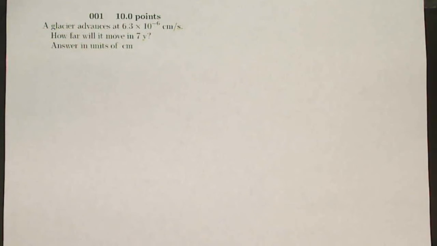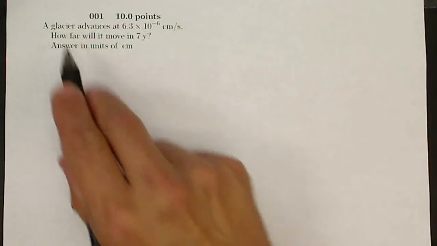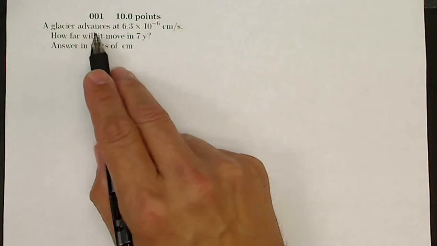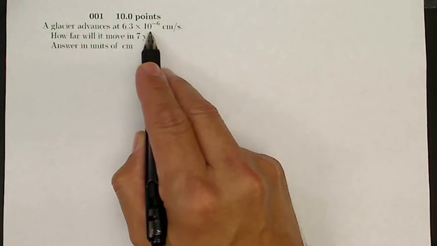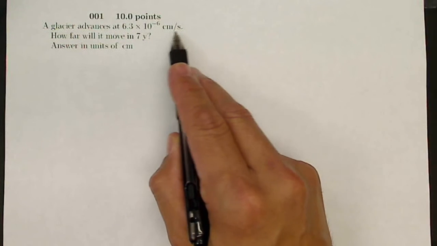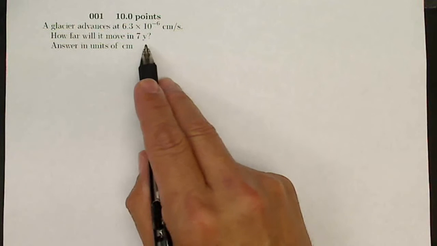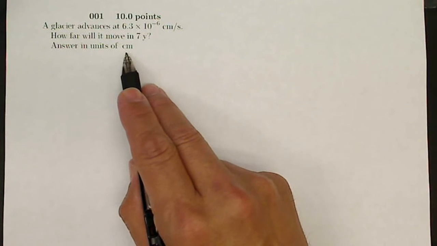This is AP Physics Homework 2.1, question number 1. The question states, a glacier advances at 6.3 times 10 to the minus 6th centimeters per second. How far will it move in 7 years? Answer in units of centimeters.